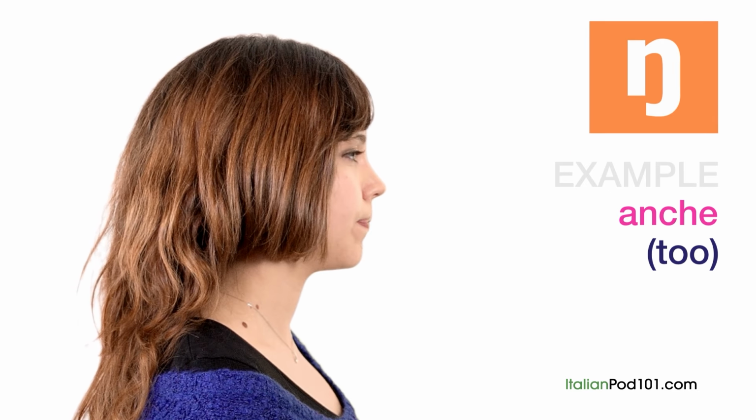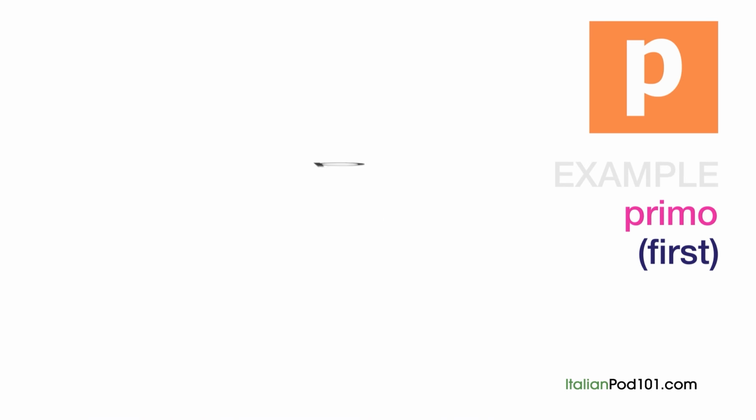The next consonant is p, primo, like the p sound in the English word pie.